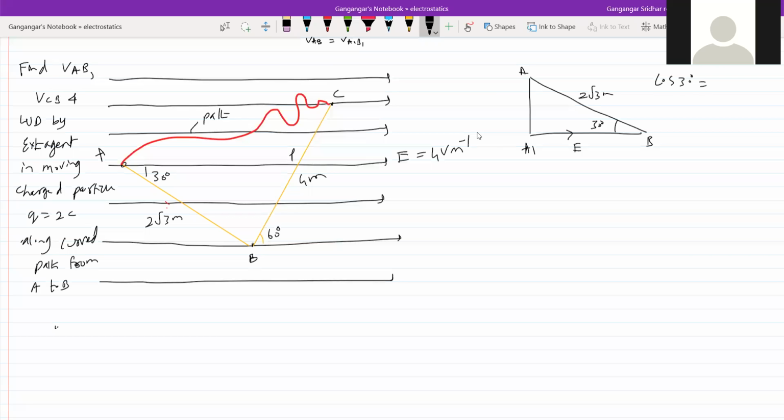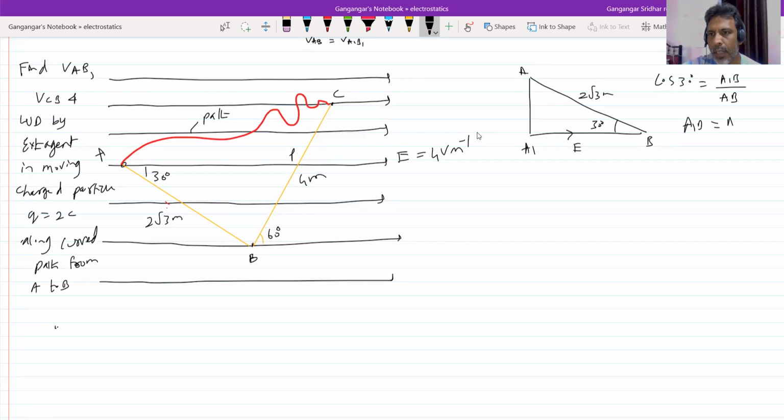Cos 30 will be A1B by AB, so A1B equals AB cos 30. The value of AB is 2 root 3, cos 30 is root 3 by 2, so A1B is 3 meter. Then potential difference VA1B equals E into A1B. This is 4, A1B is 3, so 12 volt.